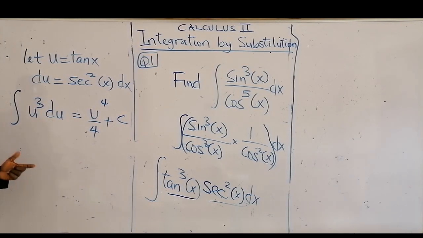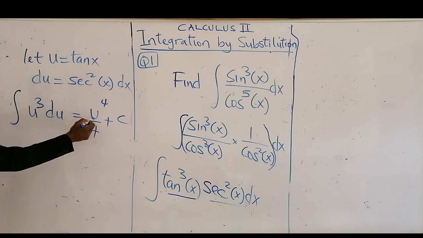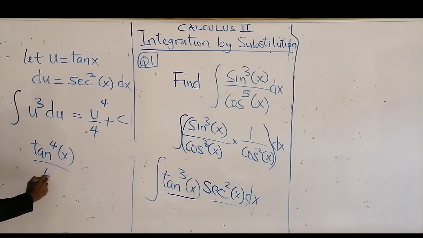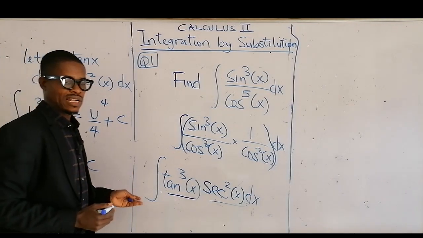Then the next thing to do now is to return the U. My U is tan x, so the answer is tan to the power 4 of the function over 4 plus C. So that's that on this question.